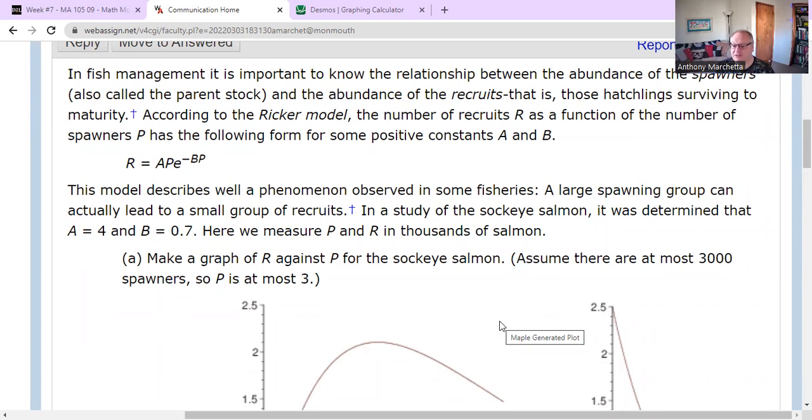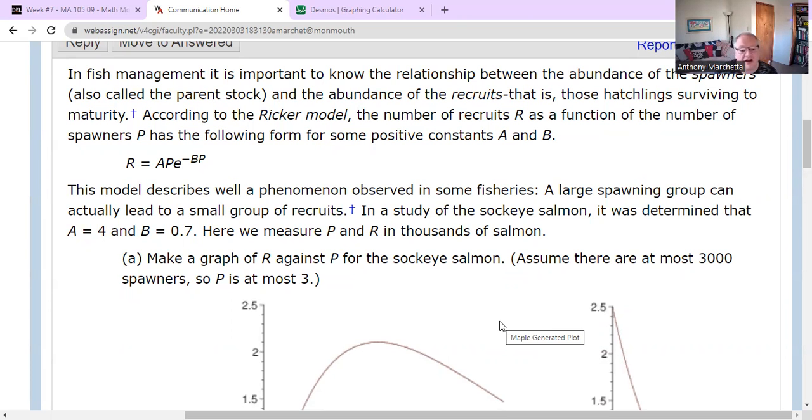Let's talk now about fish management. In fish management, it is important to know the relationship between the abundance of the spawners, also called the parent stock, and the abundance of the recruits. That is, those hatchlings surviving to maturity. According to the Ricker model, the number of recruits R, as a function of the number of spawners P, has the following form for some positive constants A and B, and we have a format there.